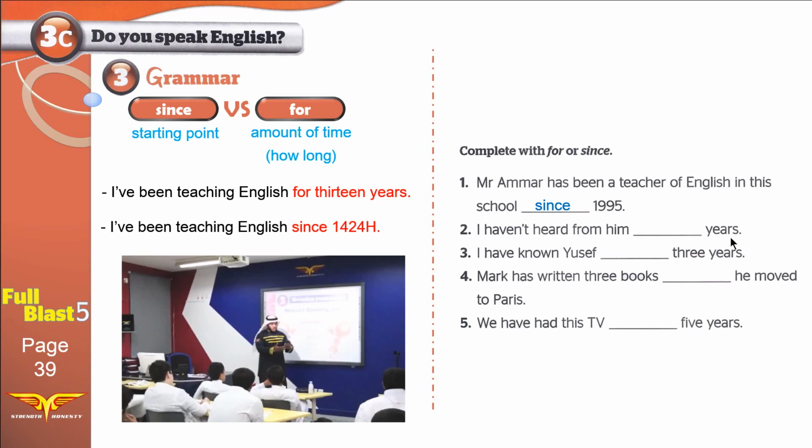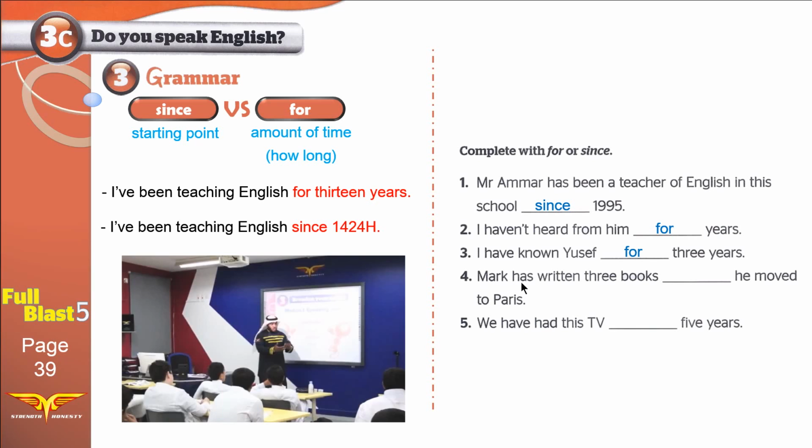Okay, is this the starting point or is this the amount of years? This is the amount of years. For years. When did it start? We don't know. We don't know the exact point. All we know is that he hasn't heard from him for years, many years. But we don't know the time it started. 3. I have known Yusuf for 3 years.